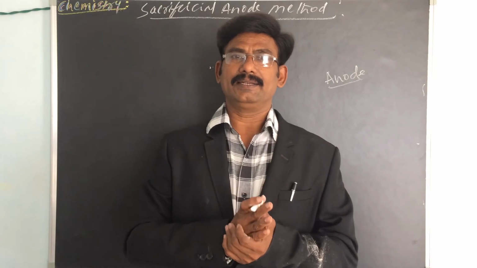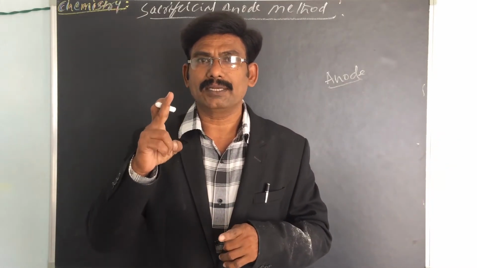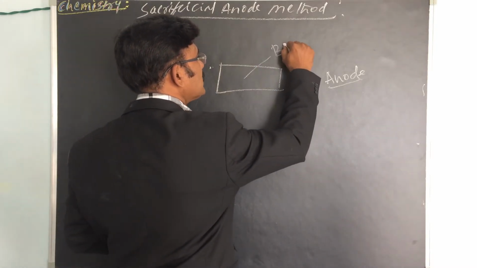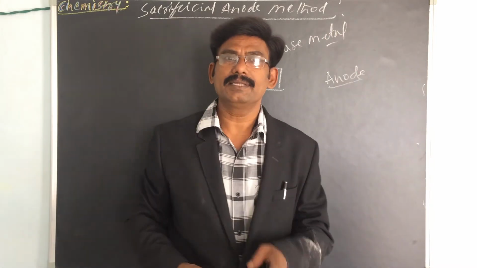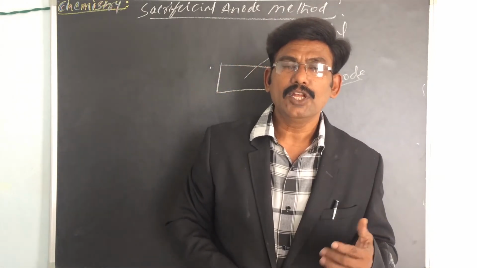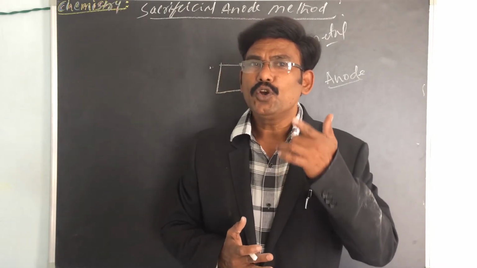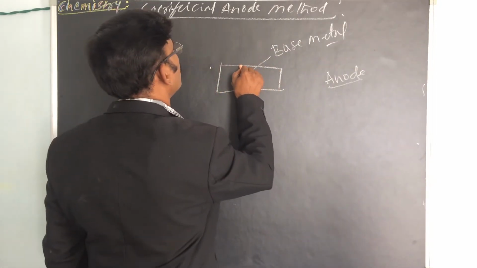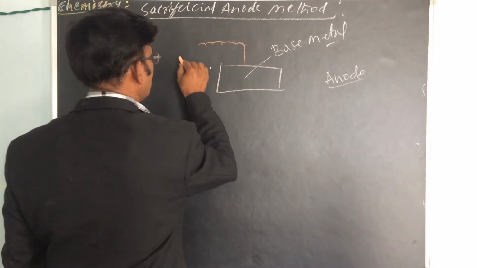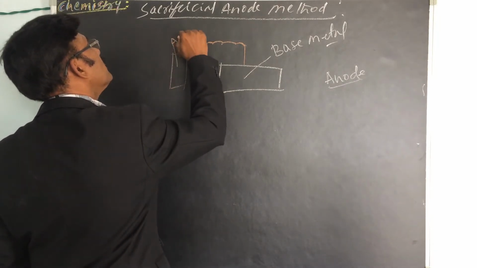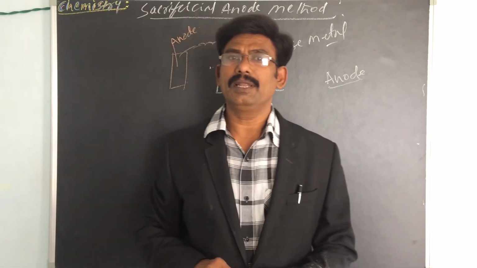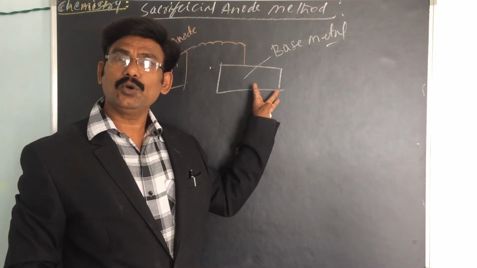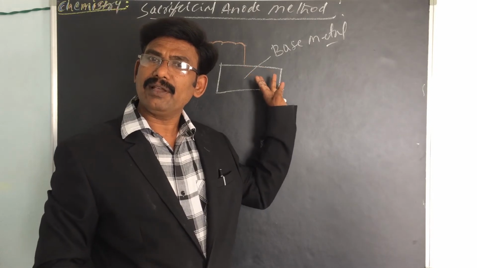In this protection method, the metallic structure to be protected is the base metal. For example, this is a metallic structure, meaning the base metal. The metallic structure or base metal to be protected is connected by a wire to a more anodic metal. This is the anode. So this is the base metal, connected by a wire to a more anodic metal.